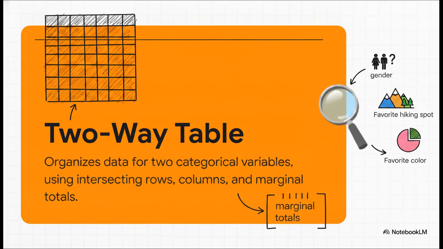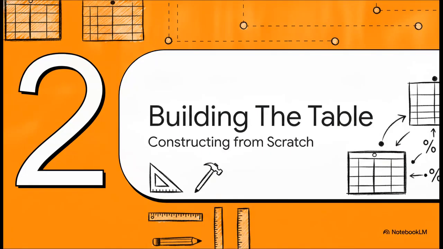We organize one variable into horizontal rows and the other into vertical columns. And where they cross, boom, that is where we record our data. Those outside edges are our marginal totals, which just tally up the rows and columns so we can see the big picture. Moving right along to Section 2. Building the frequency table. Constructing from scratch.